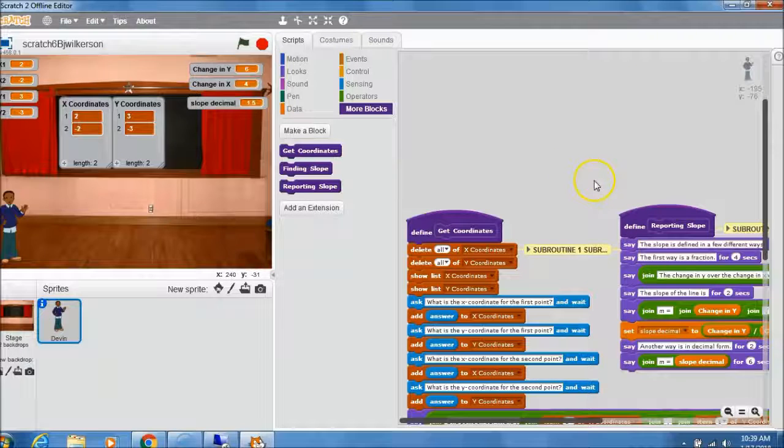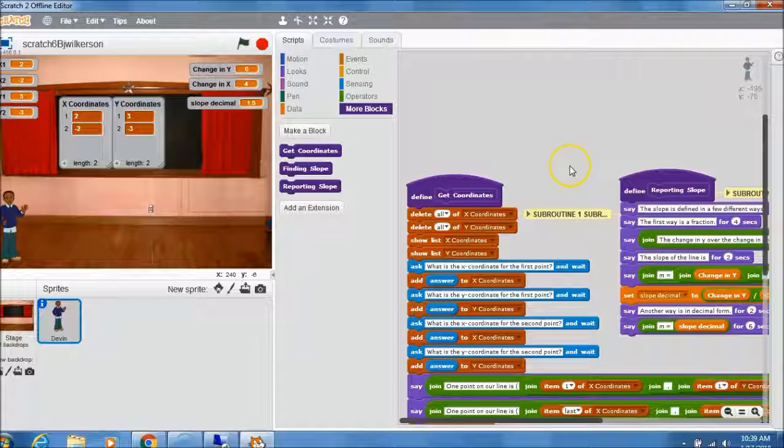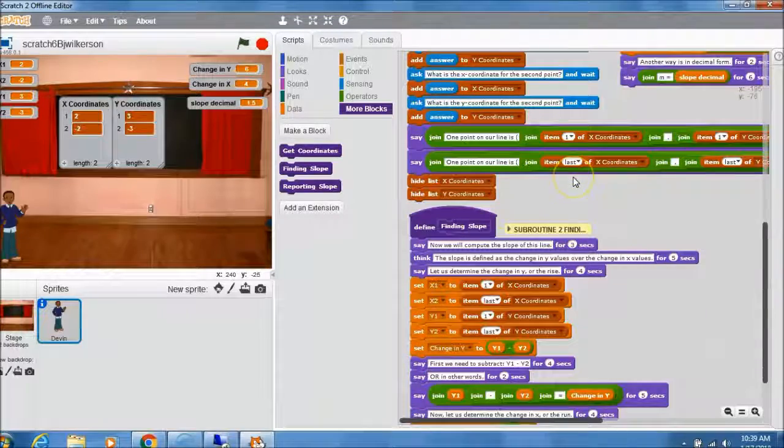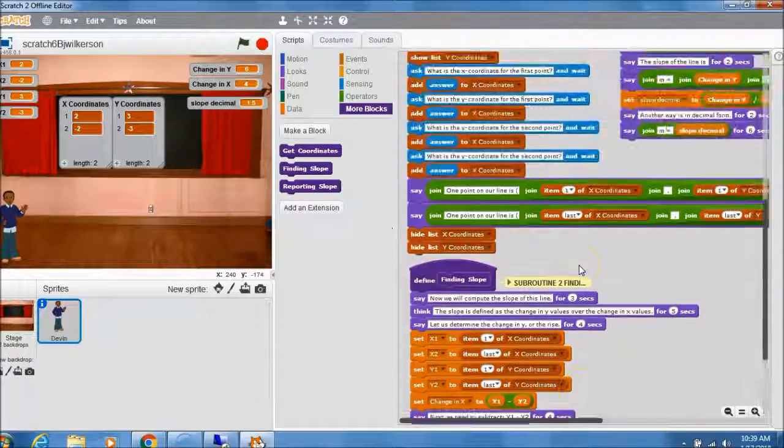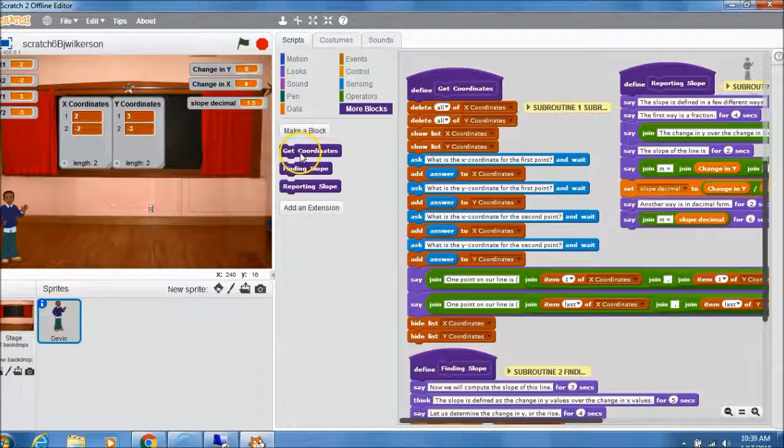Once we're ready to turn it in, we'll put everything in order, get rid of the unused blocks, and make sure that it's all nice and neat for the teacher to look at, or anybody to look at our work and determine what is exactly going on here. Okay. So we have got the coordinates, we've found the slope, reported the slope, and that is a big chunk of work. You should be very proud of that.